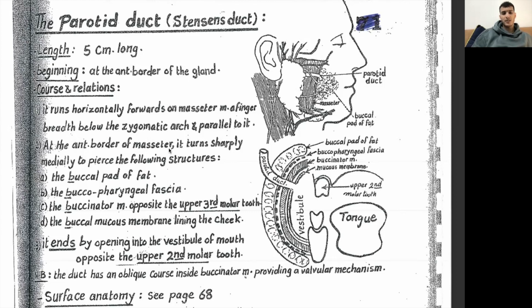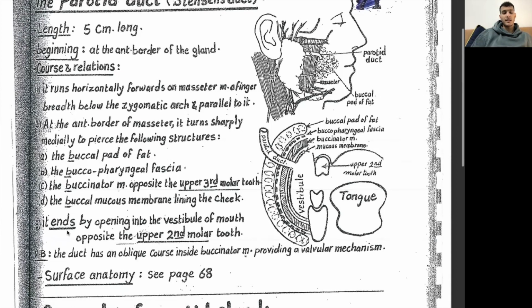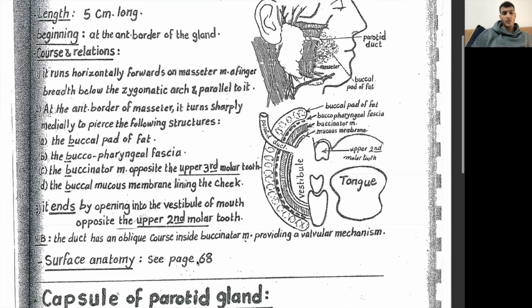At the anterior border of the masseter, it turns sharply medially to pierce the following: the buccal pad of fat, right here, buccal fat pad, the buccopharyngeal fascia, the buccinator muscle, and the mucous membrane, the buccal mucous membrane. So these are things that the parotid duct goes through before it ends by opening into the vestibule of the mouth opposite the upper second molar tooth level.